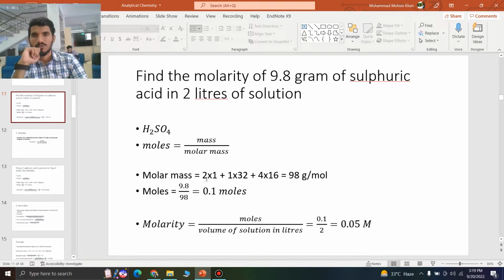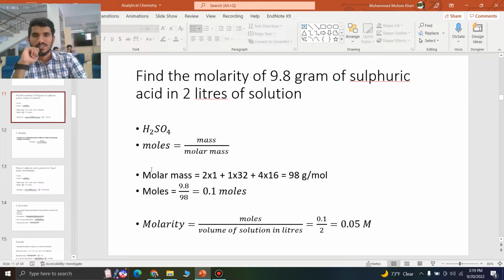Similarly, we just multiply 2 with 1, and then we add 1 multiplied by 32, because the mass of sulfur is 32, and we multiply it by 1 because we have only one atom of sulfur. Then we have to add 4 multiplied by 16, because we have 4 atoms of oxygen and the mass of a single atom of oxygen is 16. So when we add all of these, the answer comes out to be equal to 98 gram per mole.